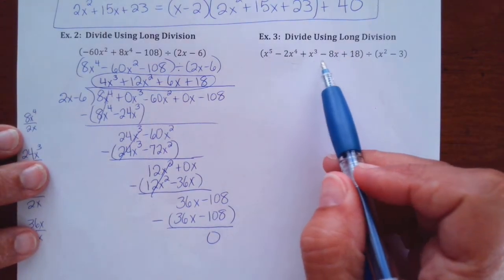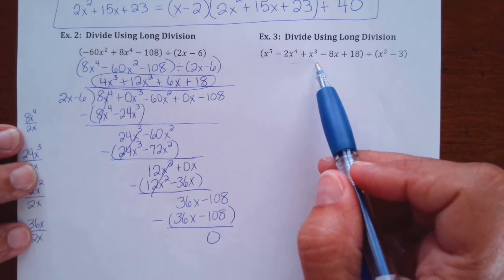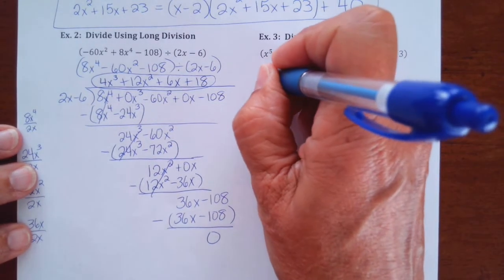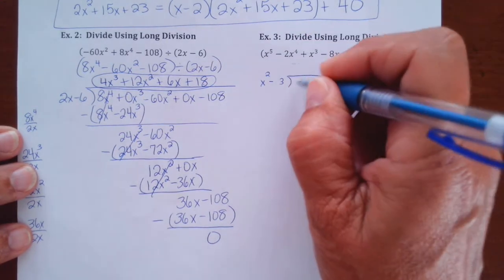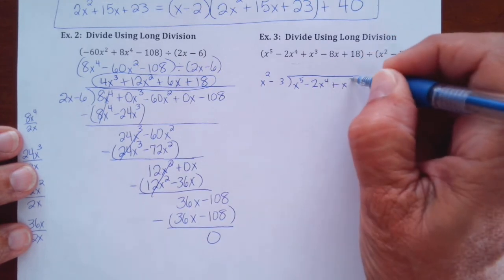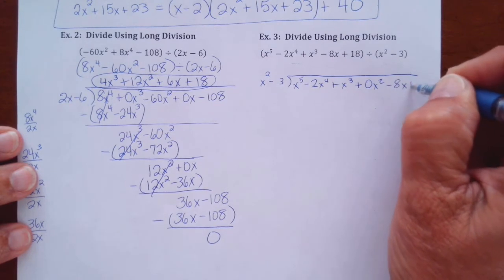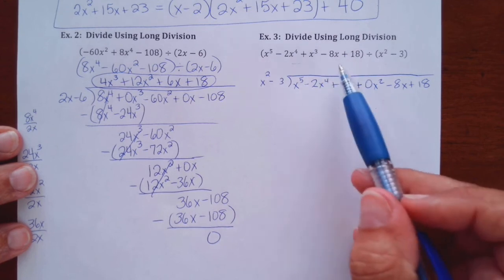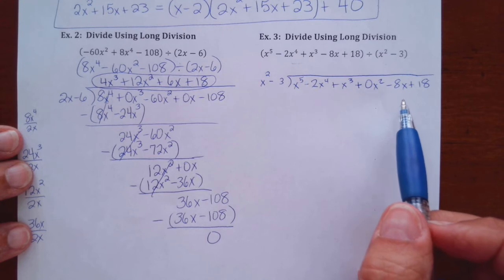All right, look at your polynomial. You're missing x squared, so we need to have a placeholder of x squared. And this time, look at what you're dividing by, it's a little bit different. So we're going to divide by x squared minus 3. And when I put my numbers in, x to the 5th minus 2x to the 4th plus x cubed plus 0x squared minus 8x plus 18. So I had to have a placeholder for the x squared. Okay? You've got to put them in the right order as well. So don't mix those up.